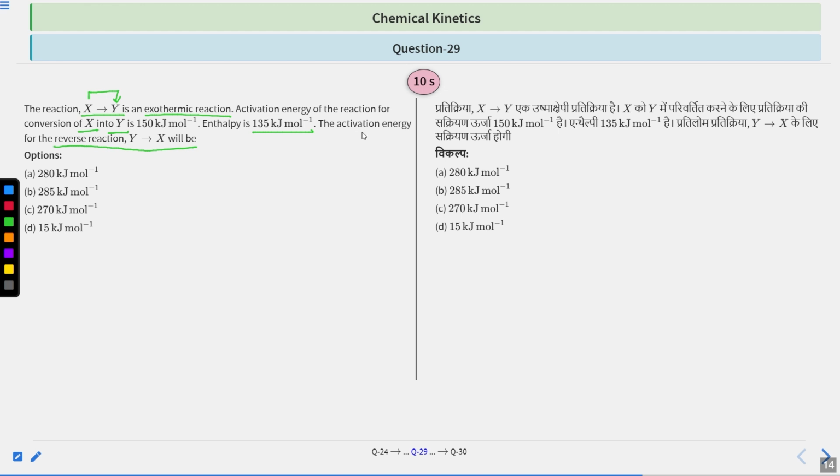We have to find out the activation energy for the reverse reaction of this. That means Y will become reactant and X will become product. So we have to find out the activation energy for this reverse reaction. Options are 280 kilojoule per mole, 285 kilojoule per mole, 270 kilojoule per mole, or 15 kilojoule per mole. You have 10 seconds to solve this question. After that, we will see the correct answer.